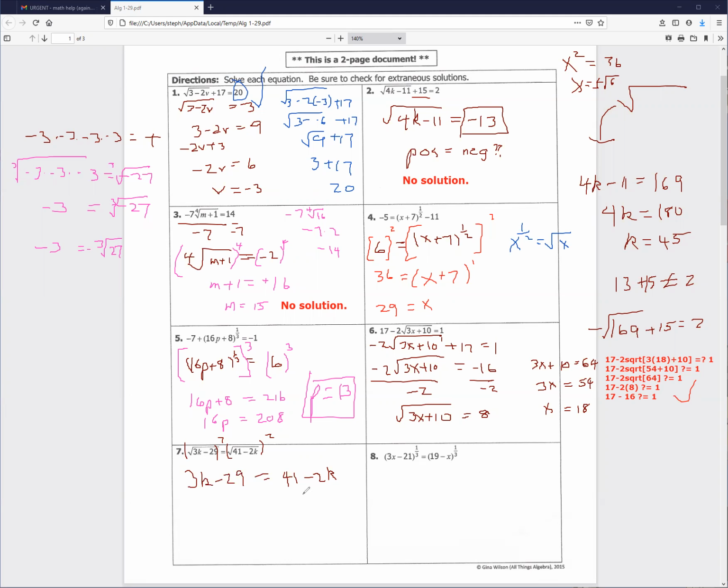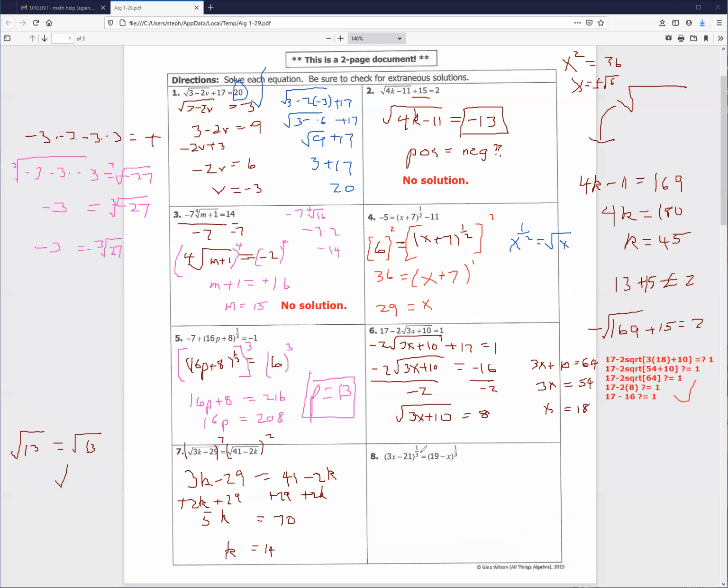say let's check it. So we're going to add 2k to both sides, bring our k's to the left side. And while we're doing that, we will bring the loose numbers to the right side. If you want to do that in 2 steps rather than 1, you're welcome to do so. 5k equals 70. Divide both sides by 5, and we get k equals 14. All right, check it. 3 times 14 is 42, minus 29, that's the square root of 13. 2 times 14 is 28. 41 minus 28 is the square root of 13. So, yup. All right. And finally, number 8.